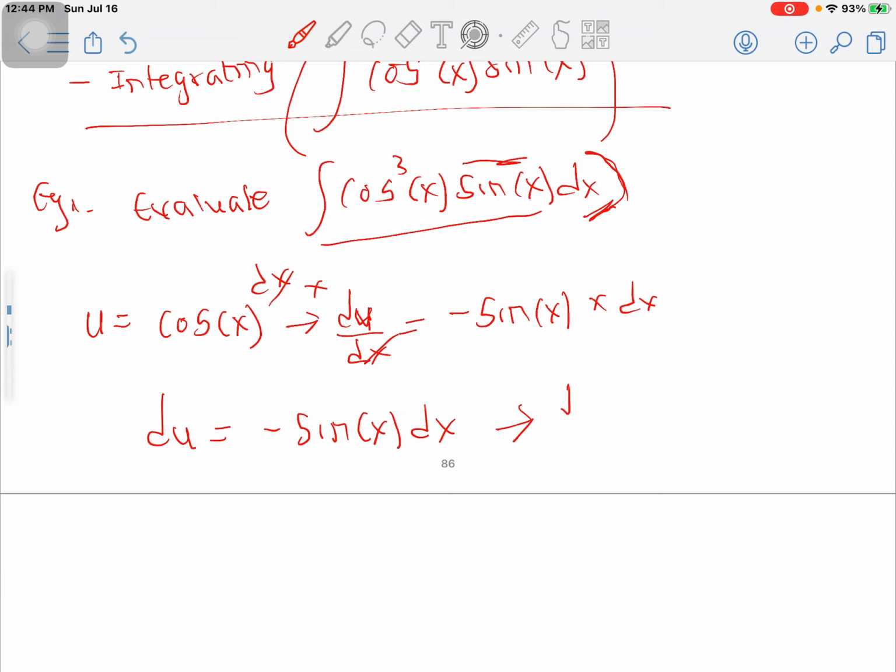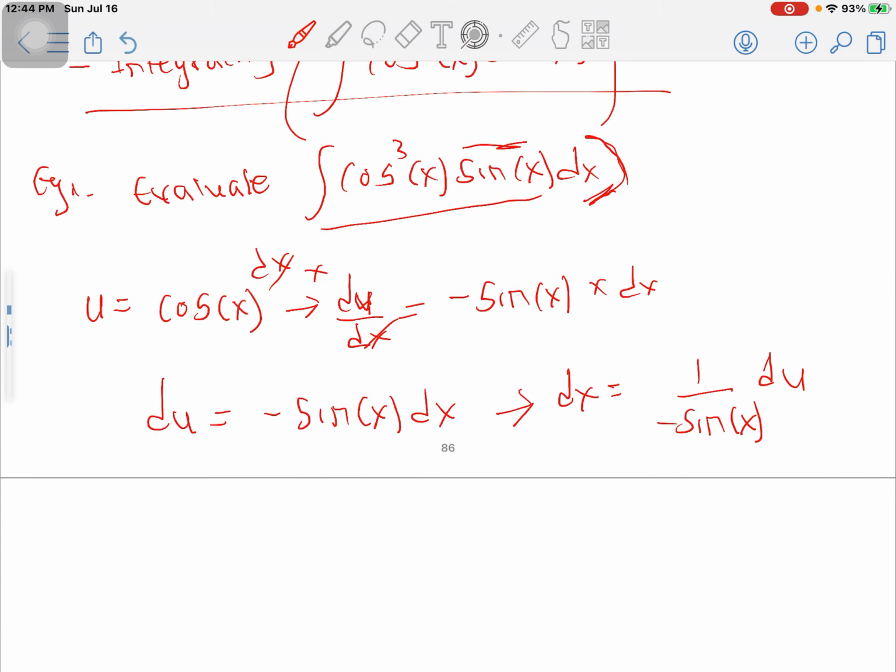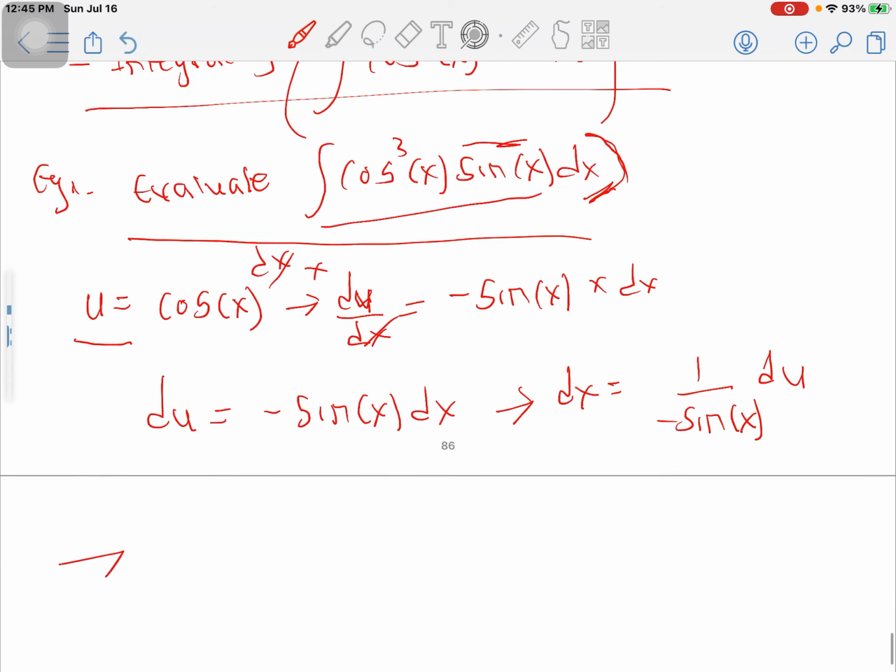And if we want to make dx the subject, we can divide both sides by negative sine of x. So we are going to get dx equal to 1 over negative sine of x du. So now these are the x. And remember that during our previous tutorial, I told you that as far as you say make u equal to cos x, the original function changes.